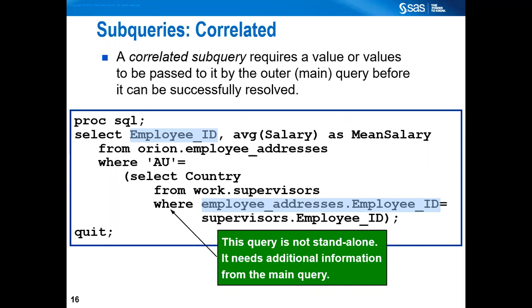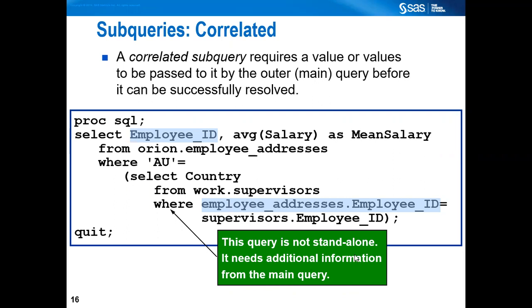Why is it called correlated? Because until your outer query is executed, your inner query will not work. Hence, the inner query is dependent on the values from the outer query. Look at the query carefully. You are querying average salary from address, where AU is equal to the country values coming from this table. So your AU value is passed on to your inner query. Hence, this is dependent on your outer query. It's called a correlated subquery.